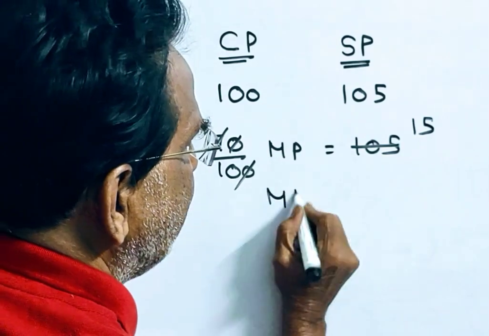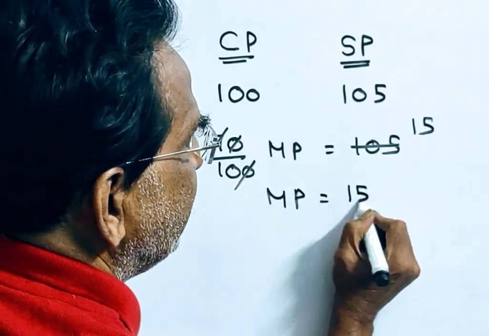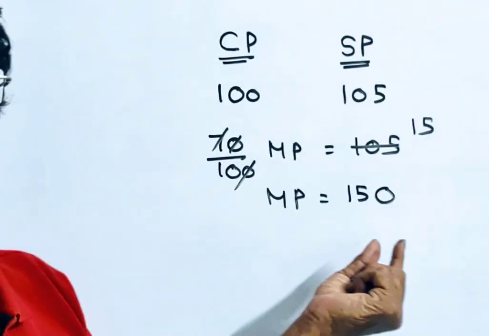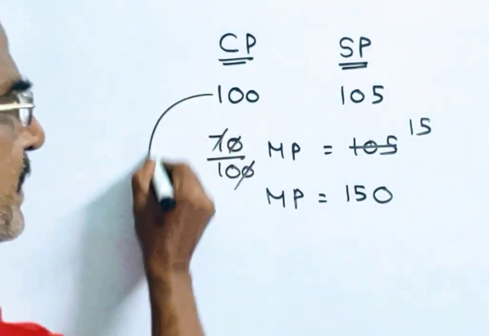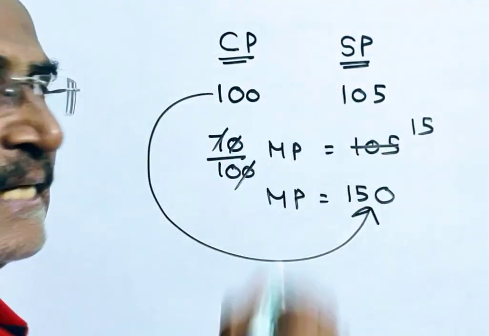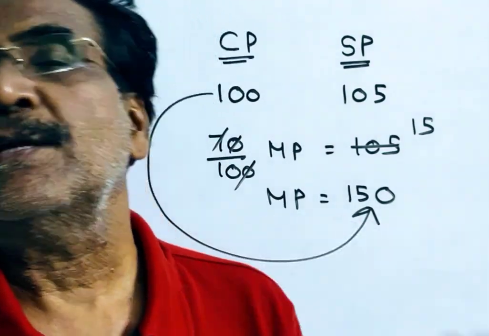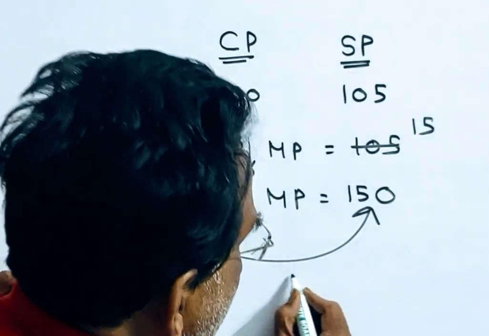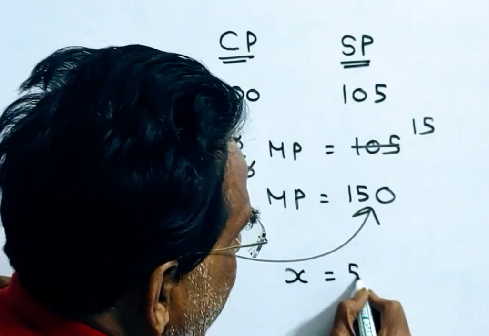7 15s, so the market price is equal to 15 times 10, which is 150, friends. Friends, this market price 150 is clearly 50% above the cost price. So X is equal to 50%, friends. X is equal to 50.